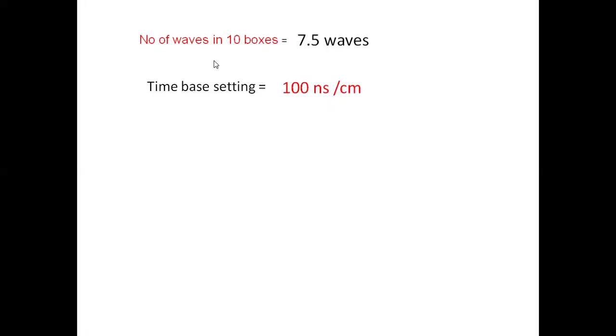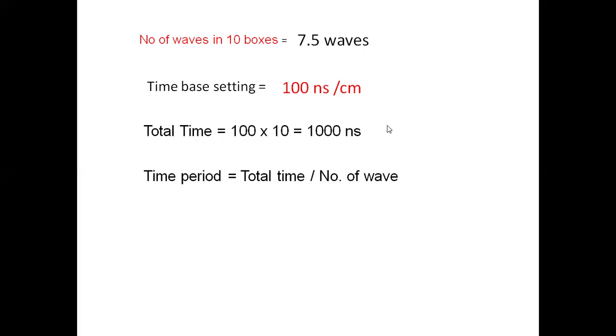And the second trace: because the boundary of one wave was not clear, we have to see where the boundary is clear. So 10 boxes, 7.5 waves. The time base setting is 100 nanoseconds per centimeter for the second waveform, which was in red color. Total time, 100 multiplied by 10, that is 1000 nanosecond. Nanosecond is to be converted into second later on. So the time period is the total time divided by the number of waves. So 1000 nanosecond divided by 7.5. The answer is 133.3 nanosecond.